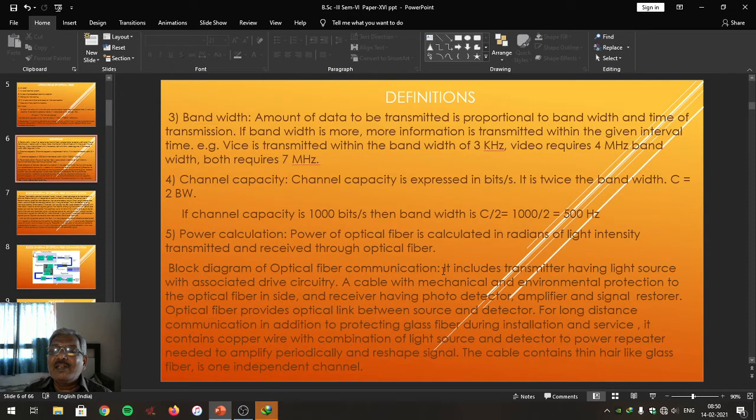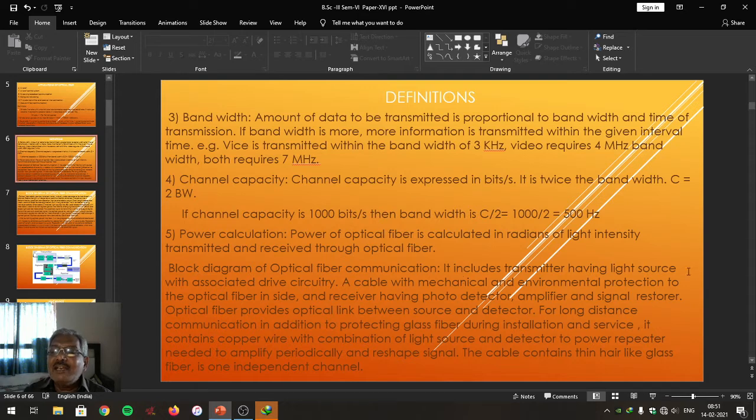So with that aspect, we can say the block diagram of optical fiber communication includes the transmitter having the light source associated to drive circuitry. Means driving circuitry is necessary to drive the light source so as to emit the light radiations. This block we can call as the transmitter, where the modulation is going to take place. One of the properties of the light radiation is modulation of the light, it is possible. So that particular unit we can call as the transmitter.